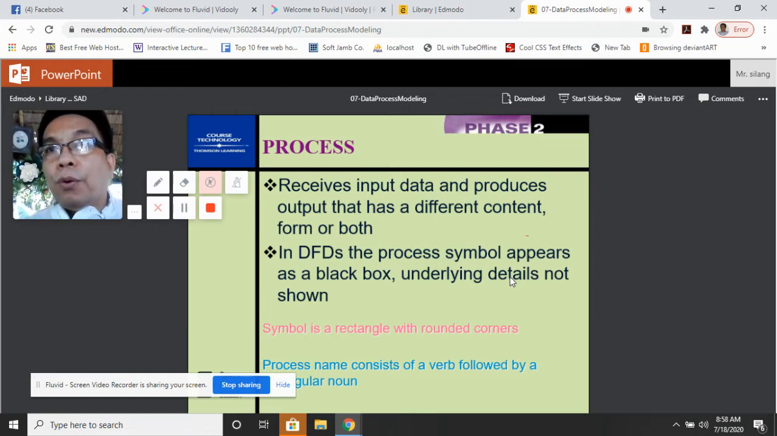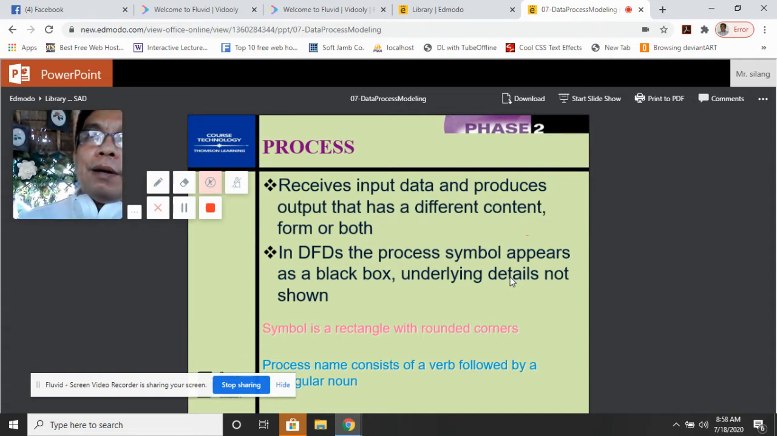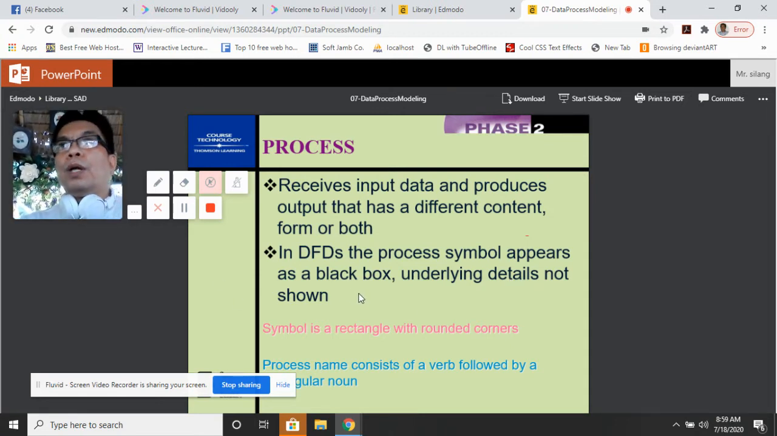It will not show how the data will be processed. It will just show us the what, but not the how. So it's just a black box. We don't know what is happening inside the process. All we know is this is the input, and this will be the output that will be produced by the process. So the symbol, this is from Gane and Sarson, is actually a rectangle with rounded corners.